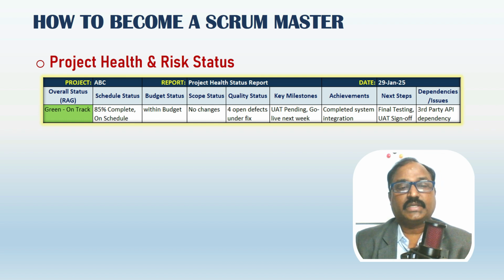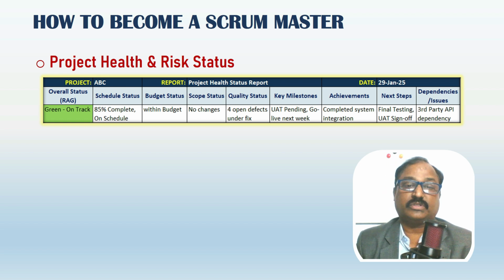Schedule status: 85% of this project is completed and it's on schedule. Budget and cost status: we calculate planned versus actual spent. This project is within the budget. Scope status: we mention if there are any changes to the scope. Quality status shows the defect status, testing status, deliverables, and quality feedback.